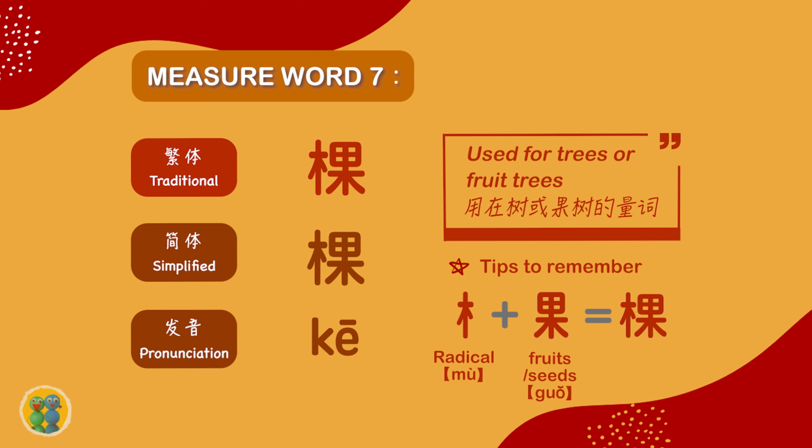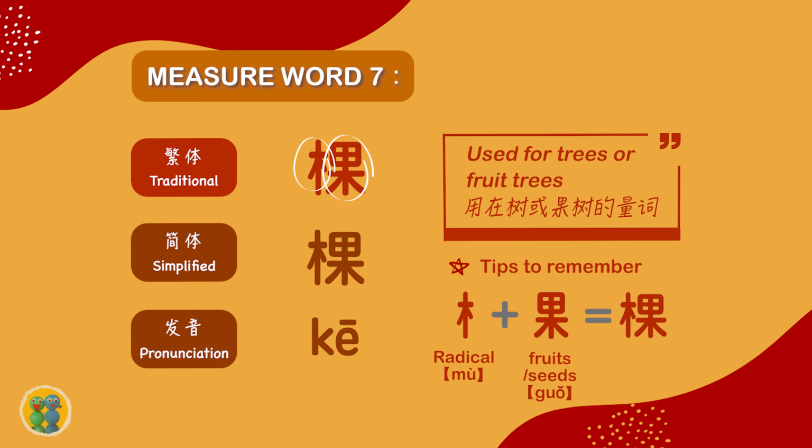The seventh measure word is 棵. 棵 is used for trees, and there are tips to remember. You can see this character. There are two parts. The left-hand side part is radical 木, which means wood or tree. We already saw many characters that come with this radical 木. And the right-hand side part can mean fruits and seeds. So these two parts combined together form 棵.